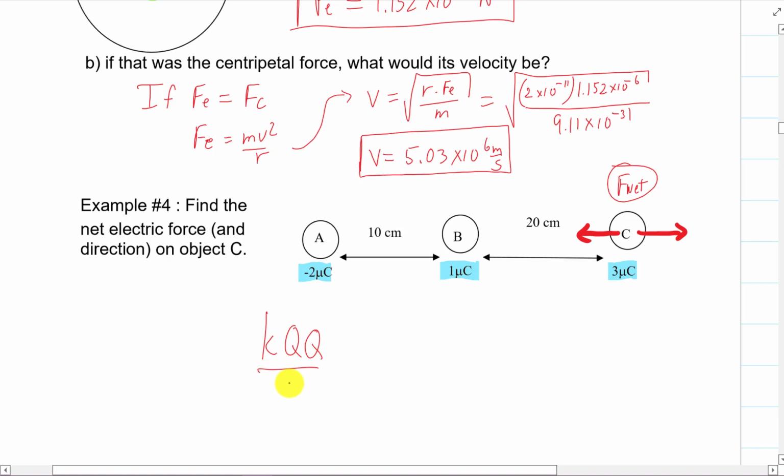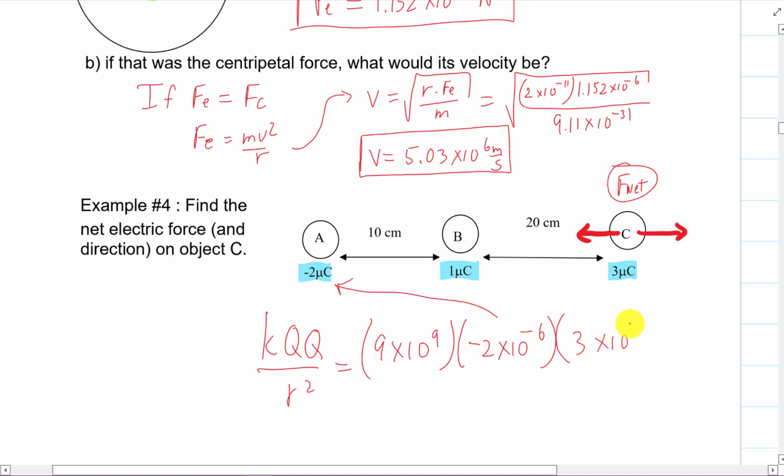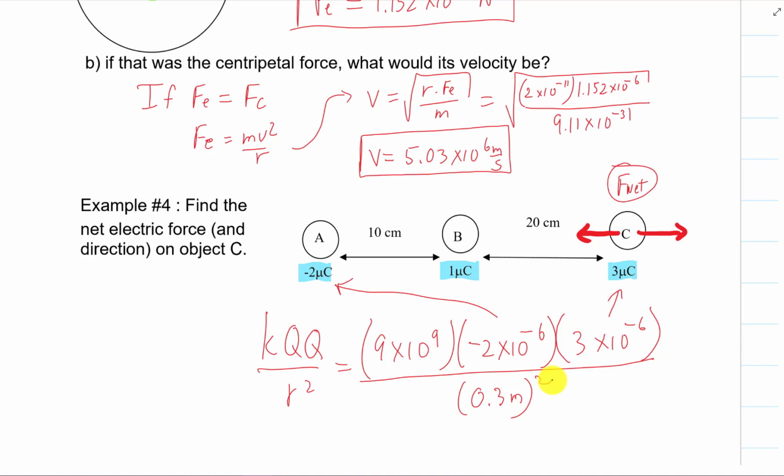kQQ over R squared. That would be 9 times 10 to the ninth, negative 2 times 10 to the negative 6, that's that charge, 3 times 10 to the negative 6, that would be that charge, over the separation of 0.3 meters squared. And that'll get you the magnitude of that force. You have to use direction logic to get the direction of that. Which force am I talking about? That one. You have to do it again for the other one and then add them up.